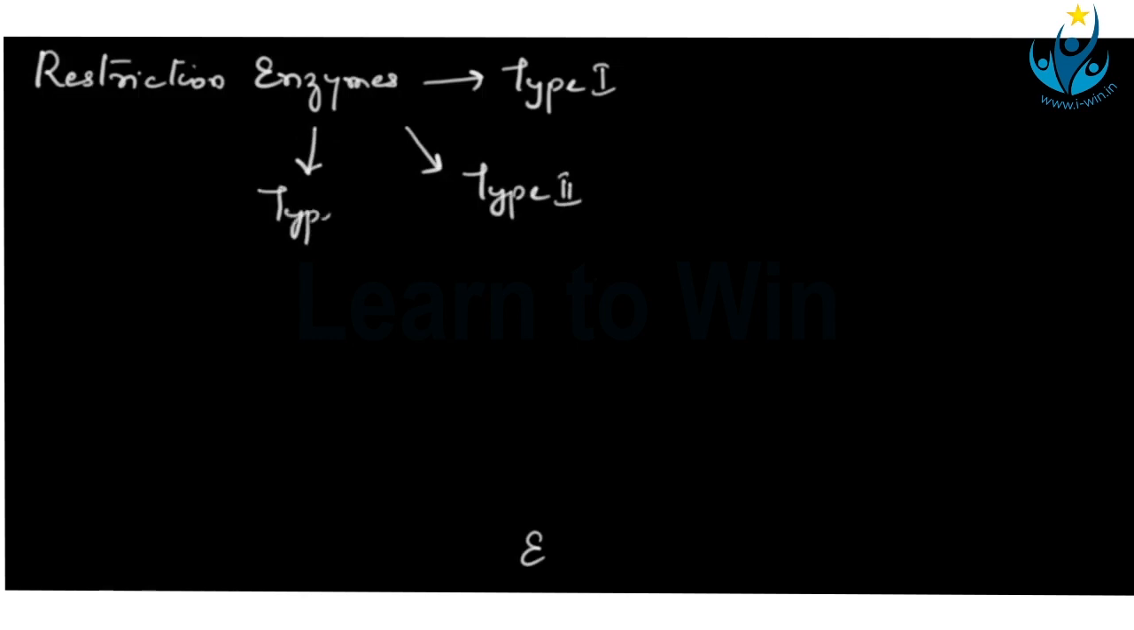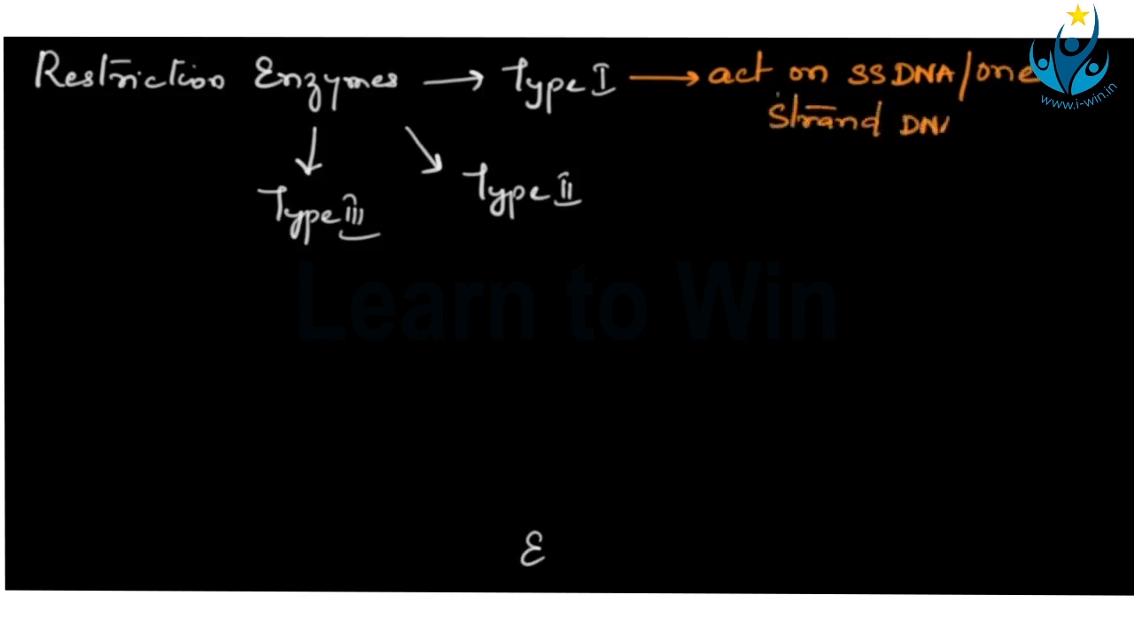So the Roman number which you will see at the end of every restriction enzyme resembles its type. So what is the difference? Let us see each one. Now type 1 restriction enzymes basically cleave only one strand of DNA. So they act on single stranded DNA, or one strand of DNA. They don't act upon both the strands.